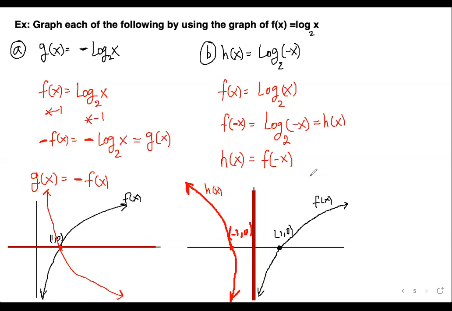Okay, any question? Any question for this example? Okay, so now let's go to the common logarithm.